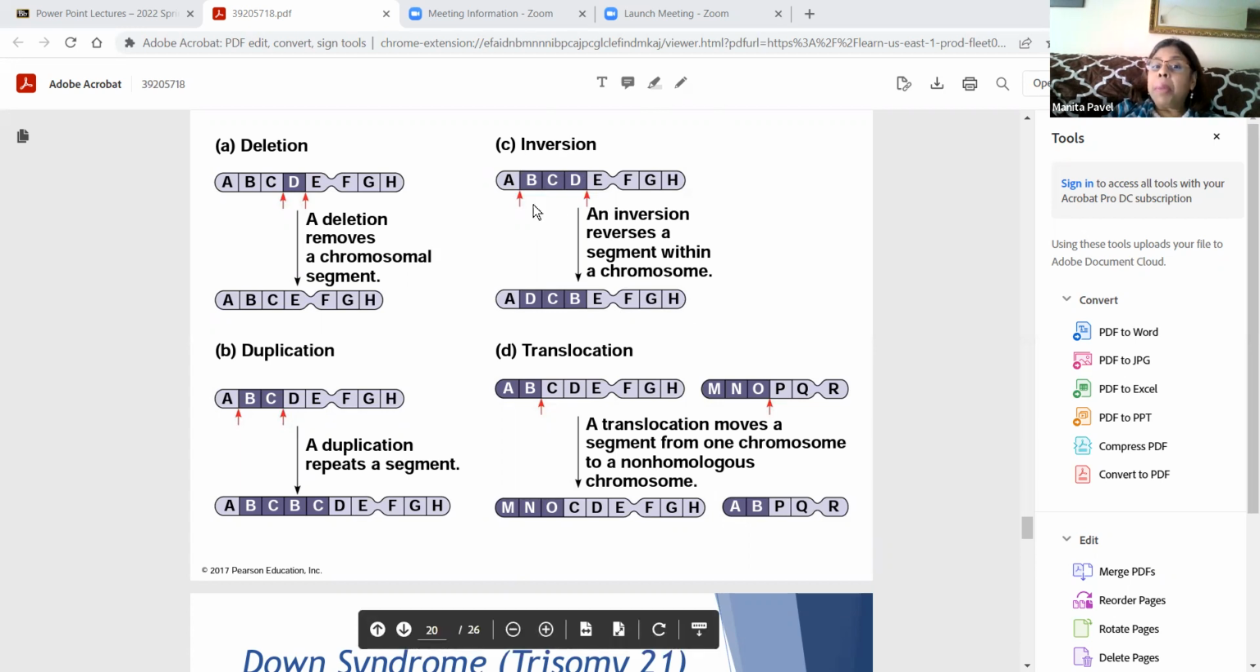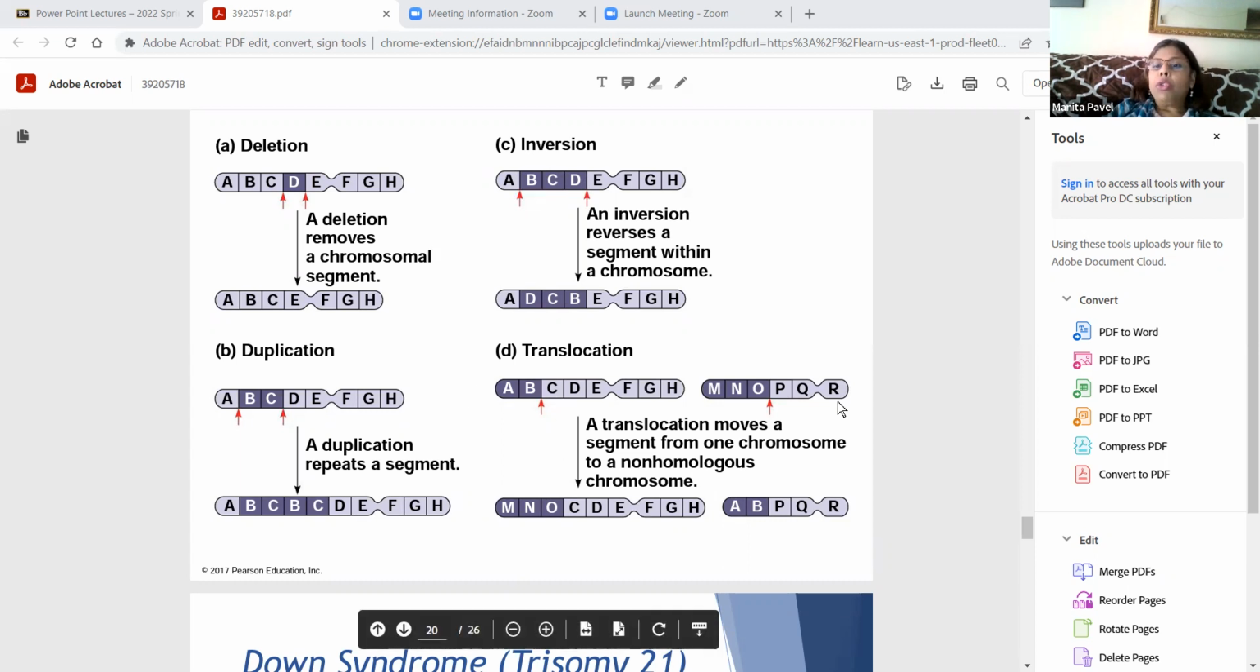And what happens, because B has reversed to D, taken D's place and D has taken B's place, all those genes that were present in these two locations now have been inverted. And so the traits that they are going to specify are going to be different.